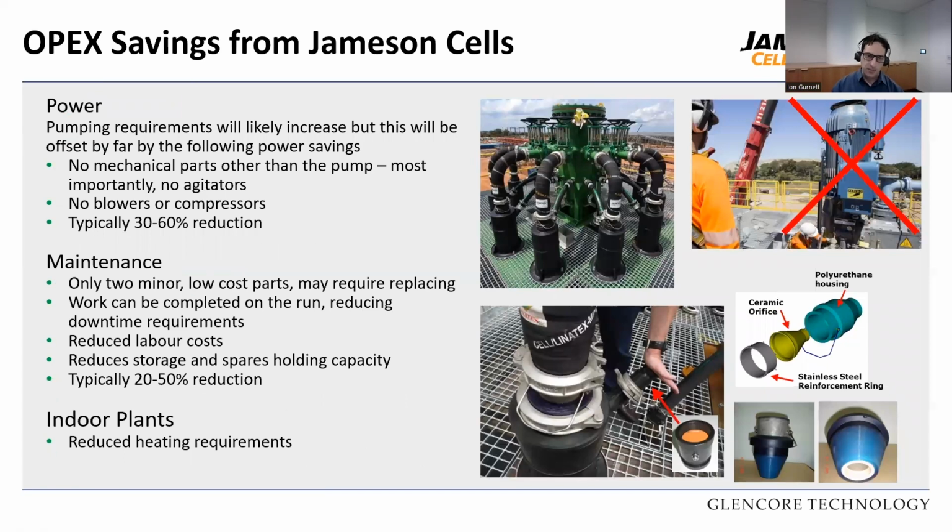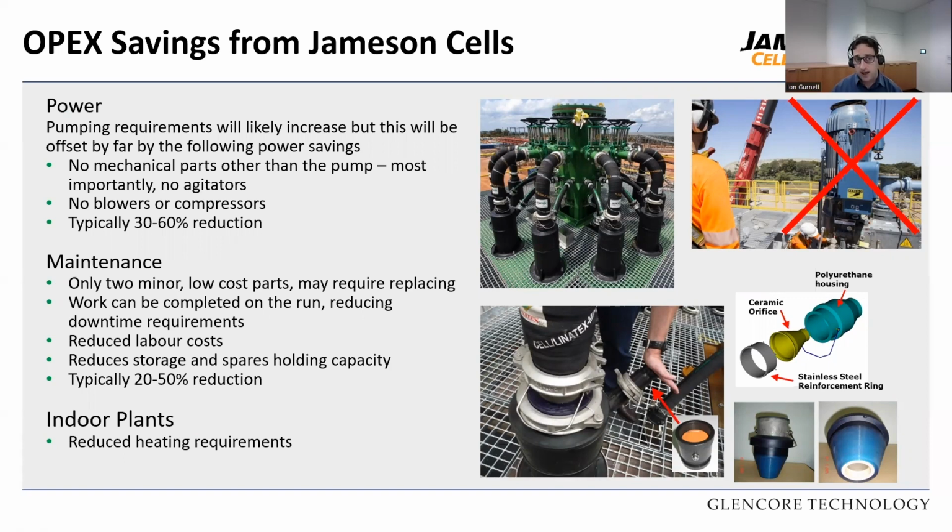Now, I've touched on how the cell itself operates and the relative simplicity of the control of it, but I do want to touch on some of the OpEx stuff associated with the cell. The only moving part on these cells is the feed pump box. So your pumping requirements on a per cell basis will likely increase, but it offsets significantly, especially when you start putting these together in multiple cells. There are no mechanical parts, like I said, other than the pump, no blowers, no compressors. And when you look at the cell design, you're typically looking at about 30 to 60% reduction in power. Anyone who's particularly interested in this, we can discuss more, but that is a rough rule of thumb for you.